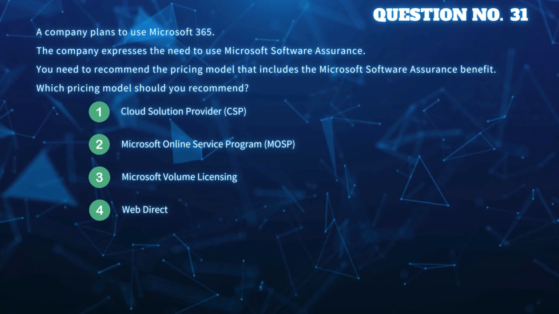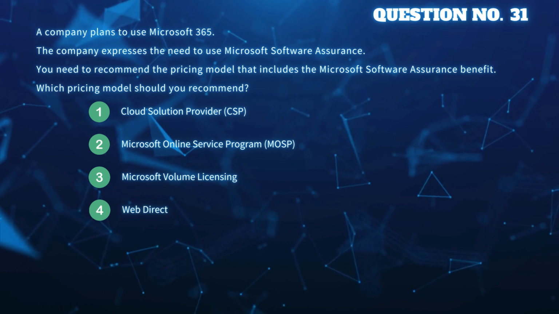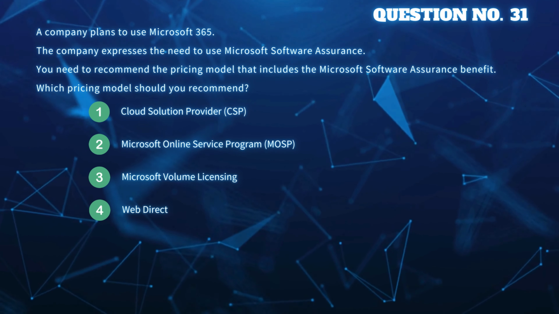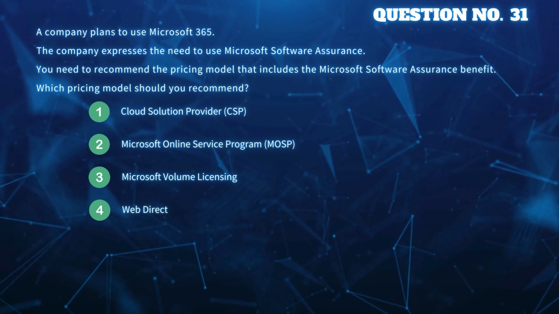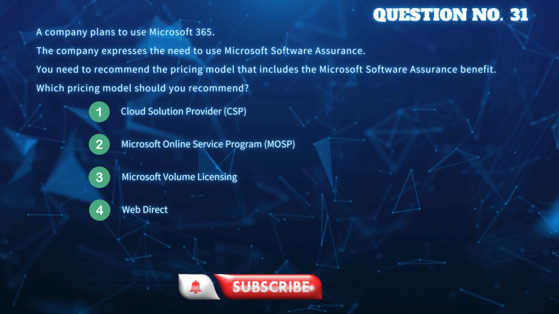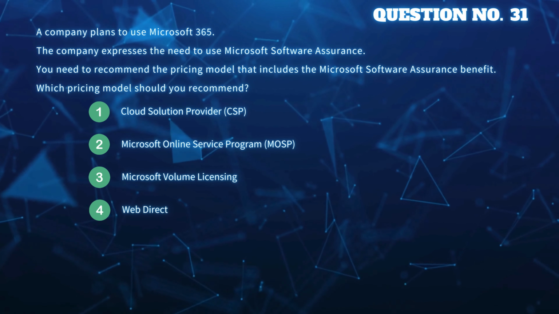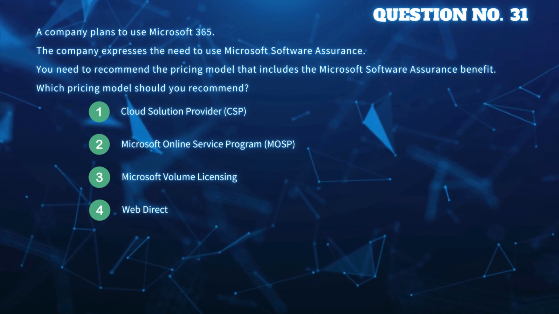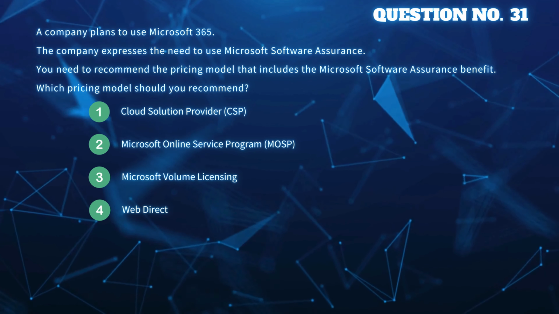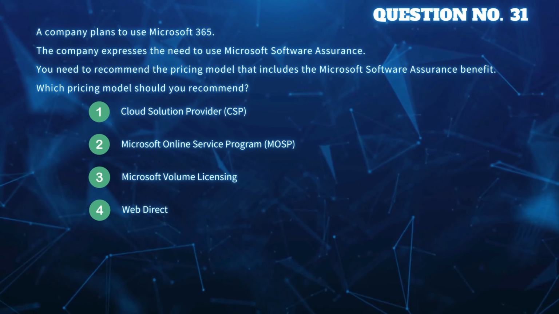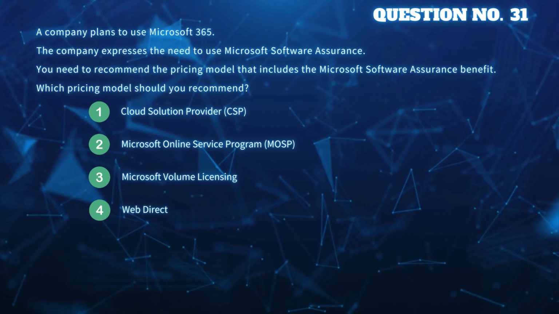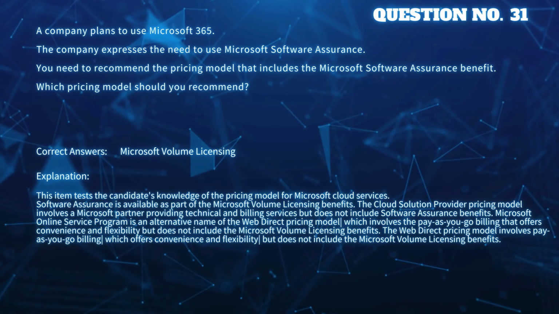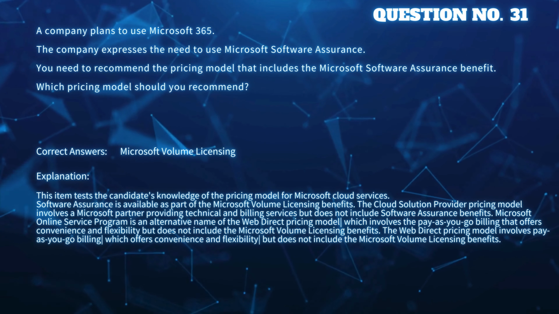Question 31. A company plans to use Microsoft 365. The company expresses the need to use Microsoft software assurance. You need to recommend the pricing model that includes the Microsoft software assurance benefit. Which pricing model should you recommend? Option 1, Cloud Solution Provider, CSP. Option 2, Microsoft Online Service Program, MOSP. Option 3, Microsoft Volume Licensing. Option 4, Web Direct. Correct answer: Microsoft Volume Licensing.